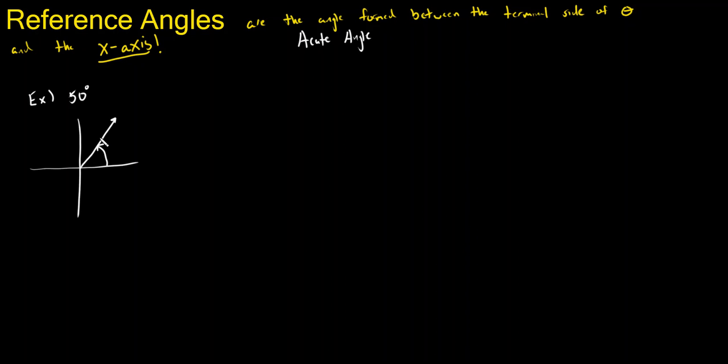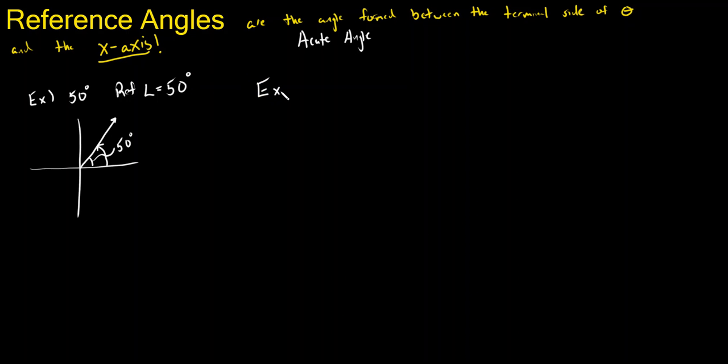So in this problem, we want to figure out the angle formed from the terminal side and the x-axis, and that angle is just 50 degrees. So the reference angle is 50 degrees. In quadrant 1, it's fairly straightforward. It's exactly how much you went.